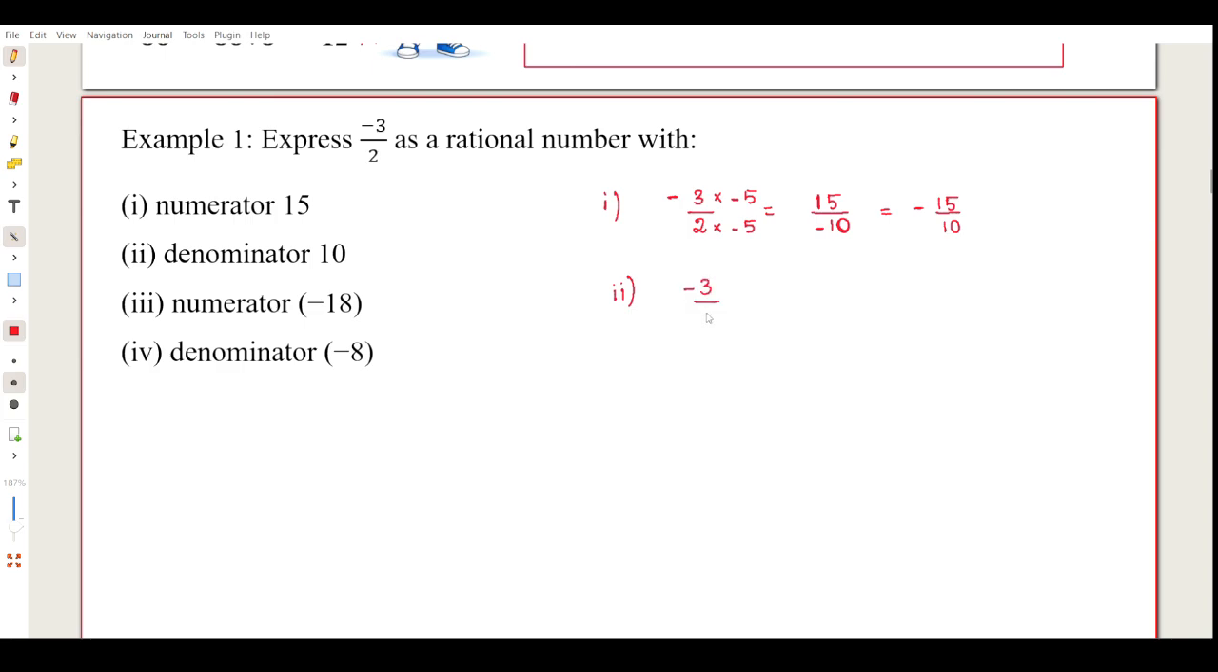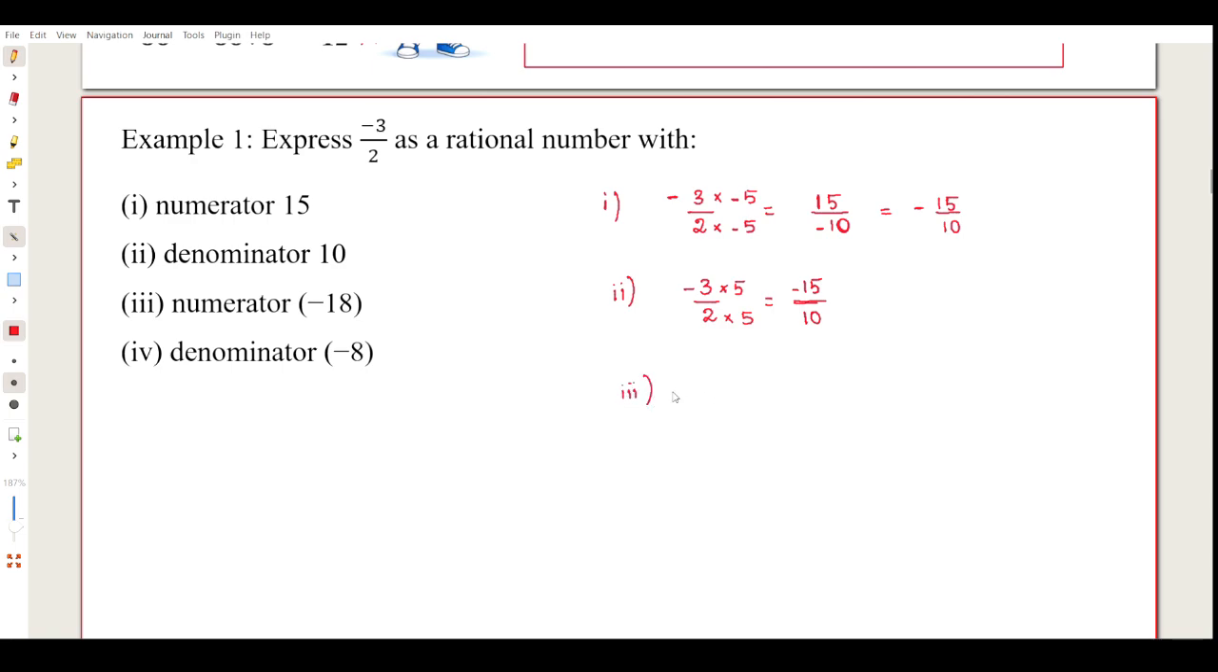The second question is given denominator 10. So for minus 3 by 2, we have to make the denominator as 10. I have to check what I should multiply with 2 to get 10. 2 fives are 10. So 5 should be multiplied with the numerator also. So minus 3 into 5 is minus 15. Now we have expressed the number with denominator 10.